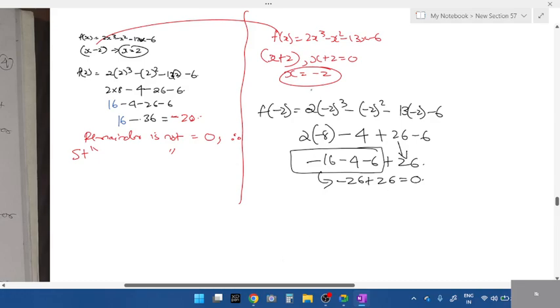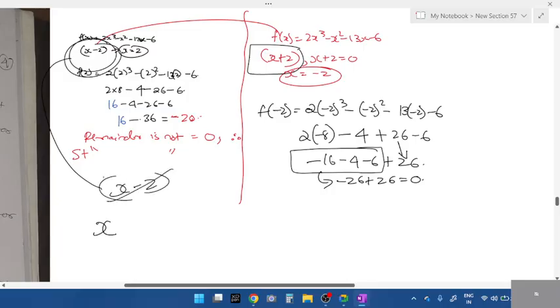Next, if 0 is the answer, this is a factor. So you're supposed to write x plus 2. Don't write x minus 2. Look at the opposite of this. The actual question they had given x minus 2, that wasn't the factor. Therefore, x plus 2 is the factor.